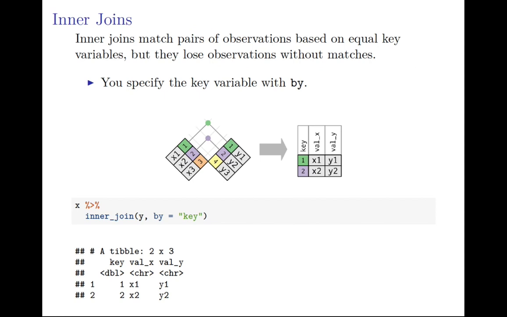So there are several types of mutating joins. There are inner joins, which match pairs of observations based on equal key variables, but they lose observations without matches. Like we previously saw, when you inner join X and Y, you lose your X3 and your Y3. And here is the code to do that.